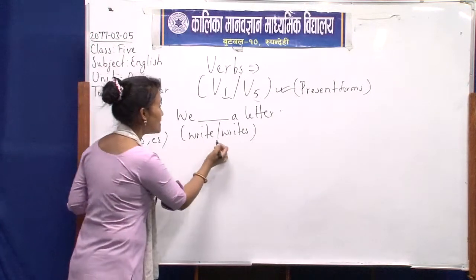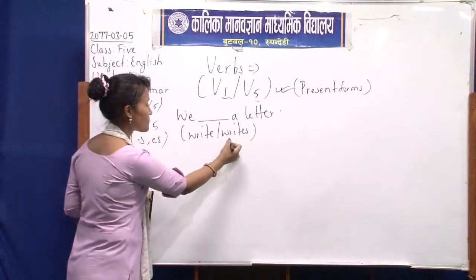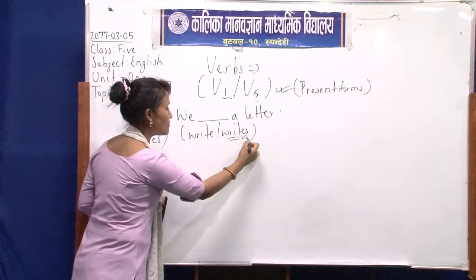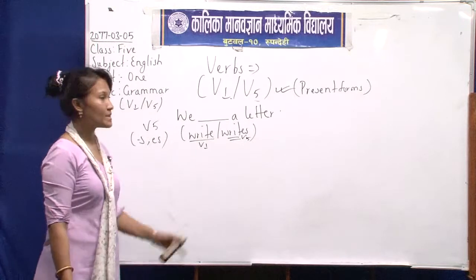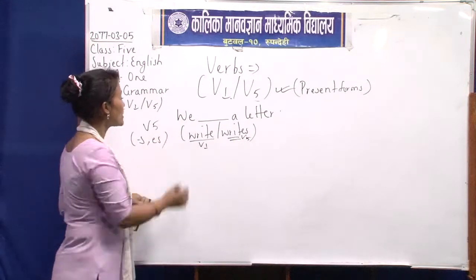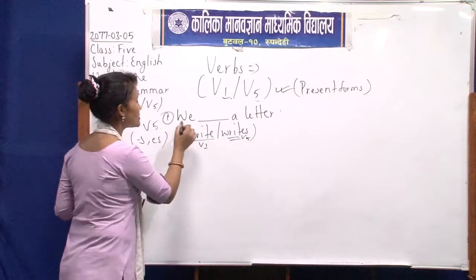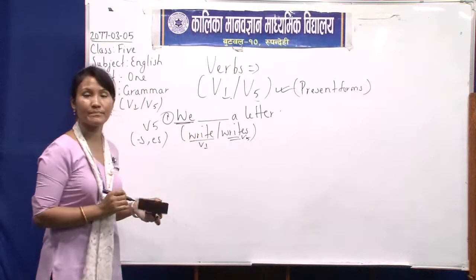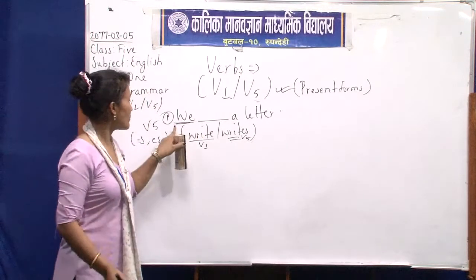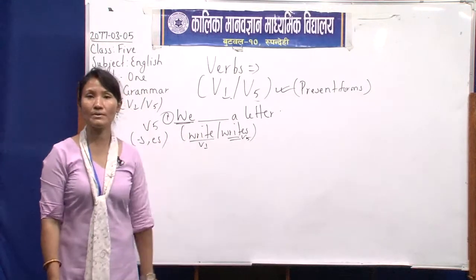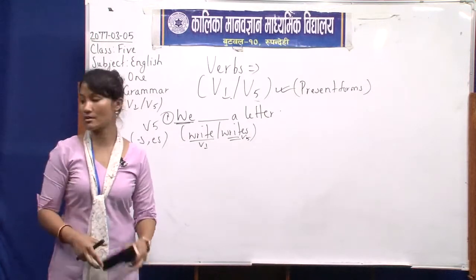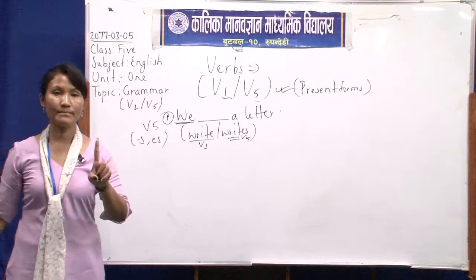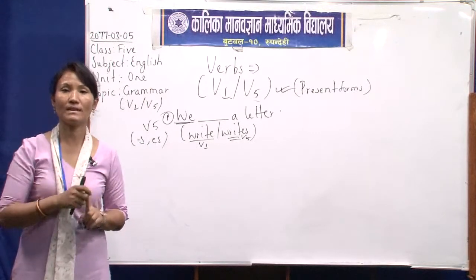So, see here, where is S? Here, that means this is verb 5 and this is obviously verb 1. Now, when such type of questions come, what you have to do is, at first you have to look at the subject. We is singular or plural? And you should have the concept of singular and plural also. Singular means one, plural means more than one.